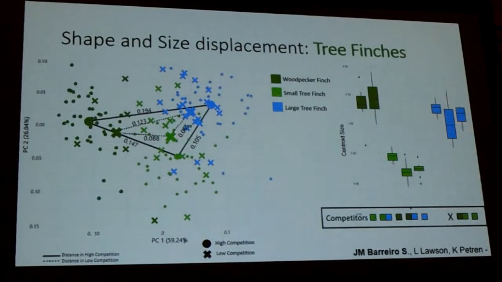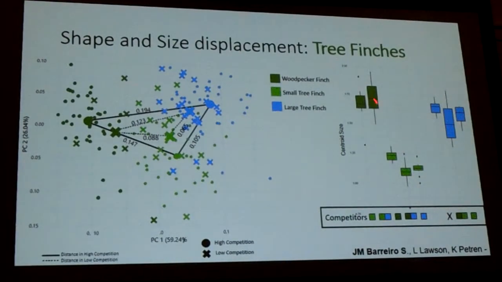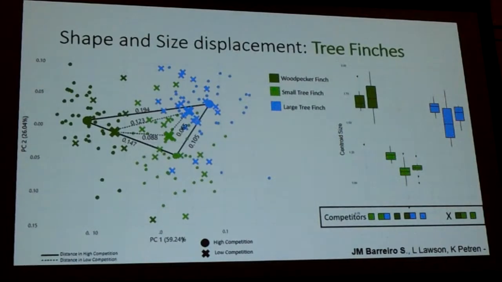For the tree finches, the situation is a little bit more complex because we suspect that more species compete with one another. And then what we have here is three species, small, large, and woodpecker finch. Again, let's look at the size. The woodpecker finch is the largest one. It's not different when it's with competitors. For the small tree finch, when populations of the small tree finch have the large tree finch in their community, they become smaller, which is a good hint of character displacement. And the large tree finch becomes smaller when the woodpecker finch is in its community.